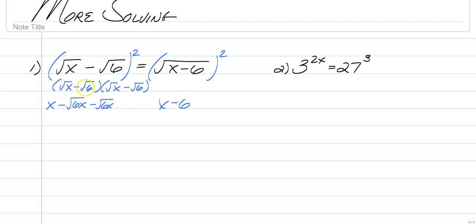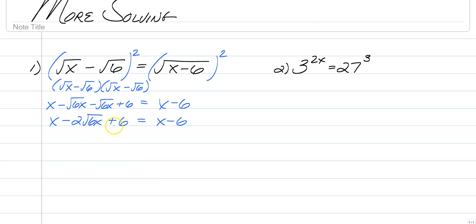And then a negative square root of 6 times a negative square root of 6 is a positive 6, because the square roots just cancel each other out. And then we simplify that. We have x minus 2 square roots of 6x plus 6 is equal to x minus 6. Okay, so again, like I said, the right side is much easier to square than the left. But now we could move some stuff over to the other side to get the radical by itself again, because we have to get the radical by itself to square to get rid of that one as well.